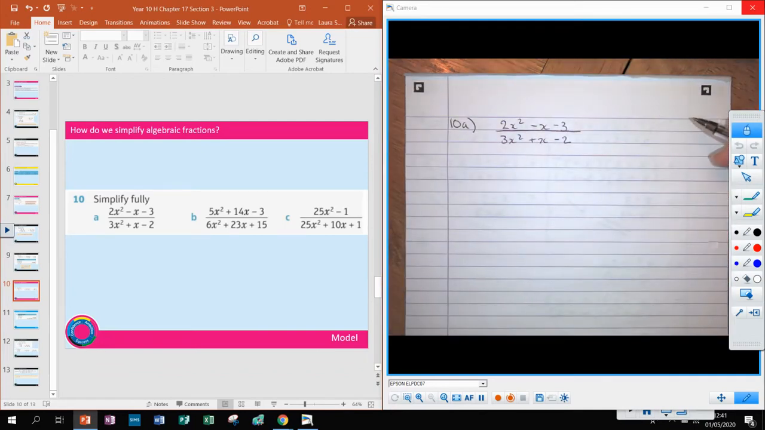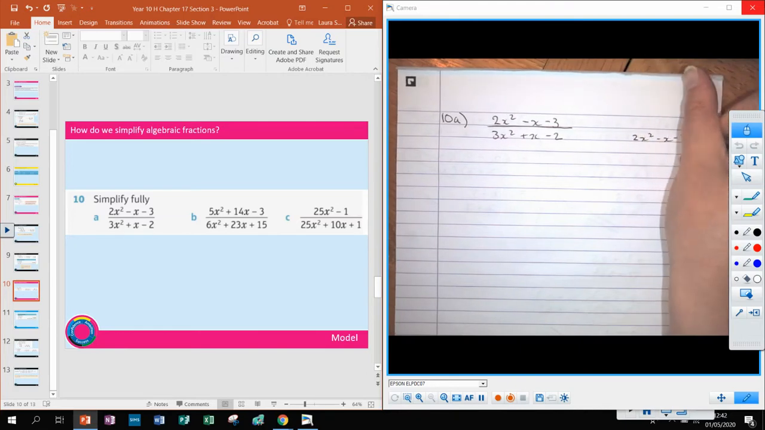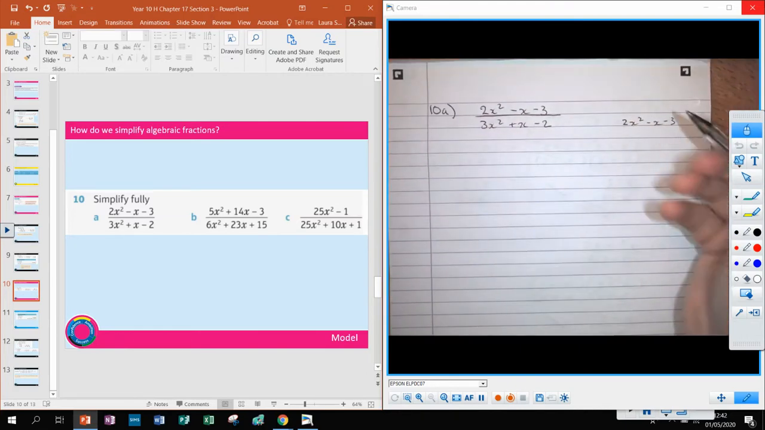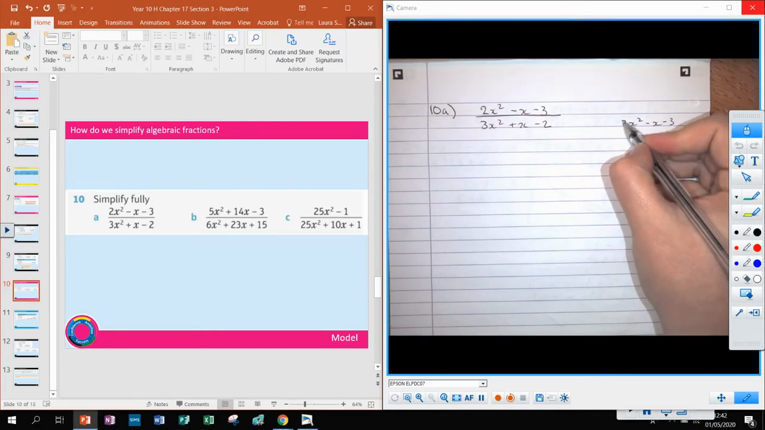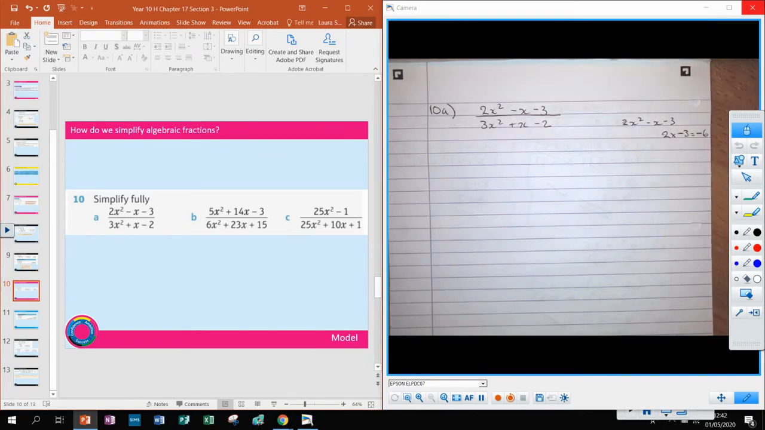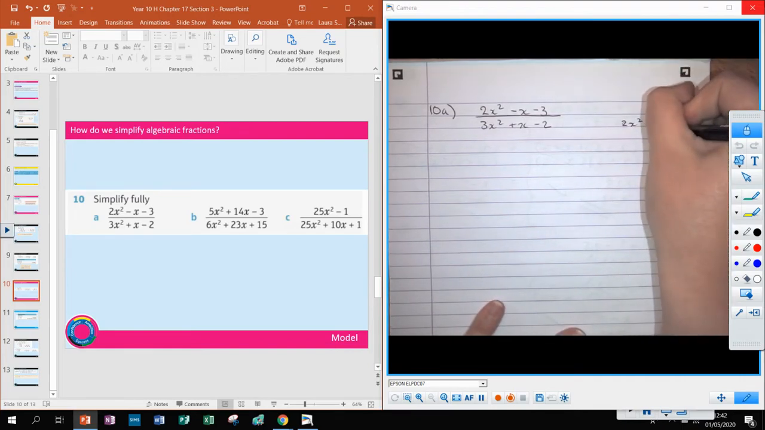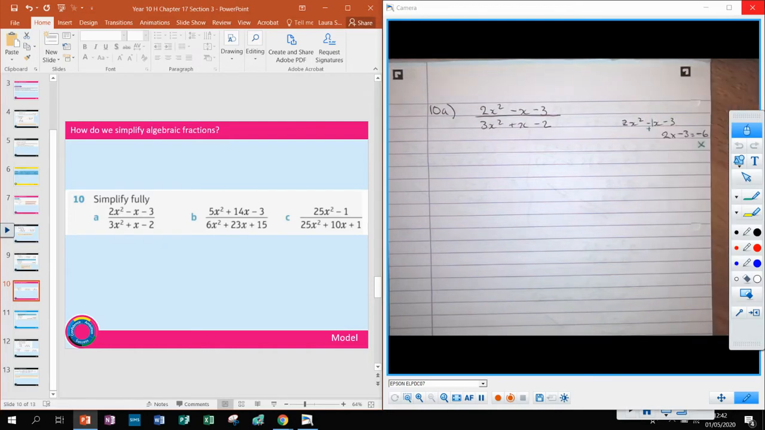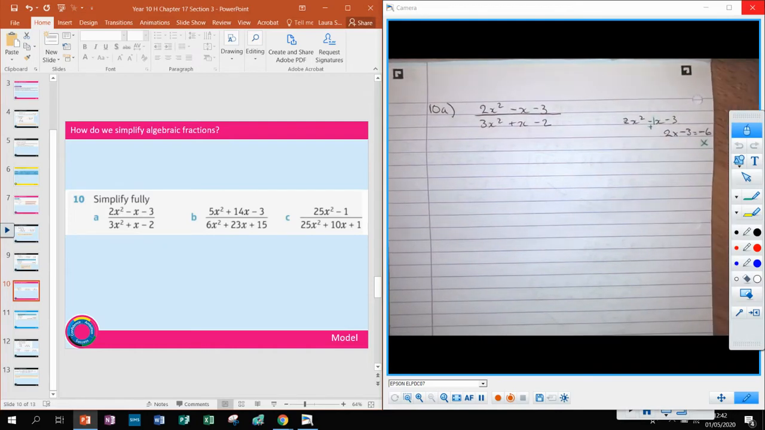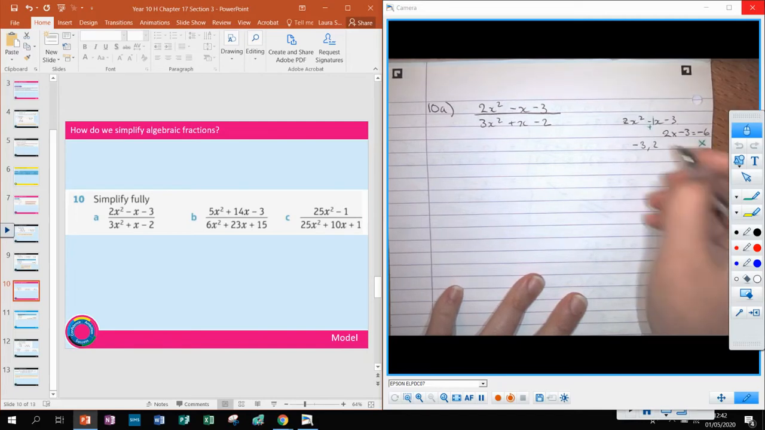I'm going to do some work in my margin here. So we're going to start with our 2x squared minus x minus 3. I need to think about the fact that I need to multiply this coefficient, the 2, by the constant first. So 2 times negative 3 is equal to negative 6. I am now looking for 2 numbers that will multiply to negative 6, but add to this number here, which is actually a negative 1. So I need 2 numbers that multiply to negative 6 and add to negative 1. Now I'm hoping you know that that would be a negative 3 and a 2. Those are my 2 numbers.